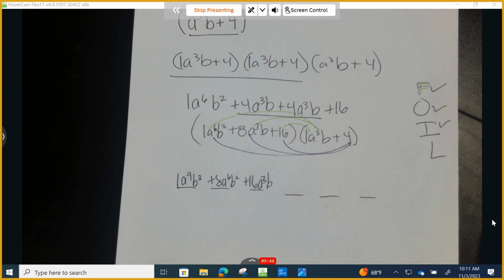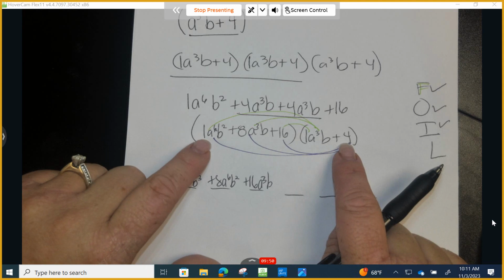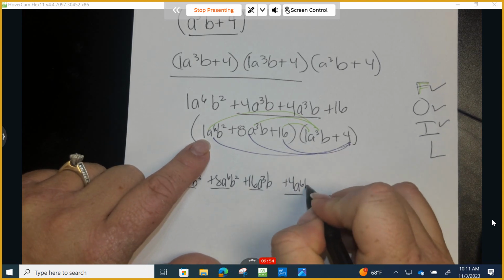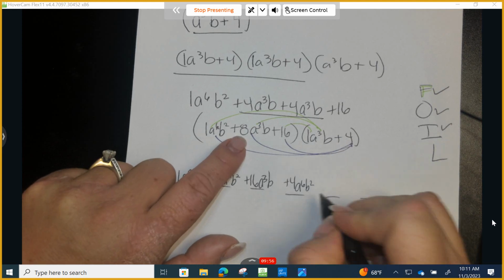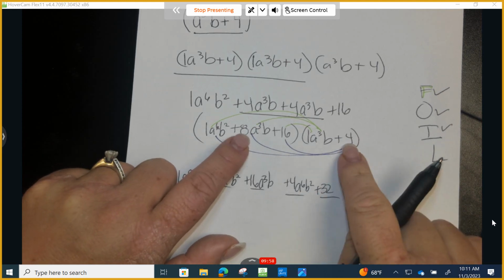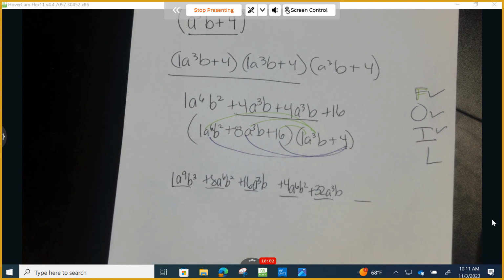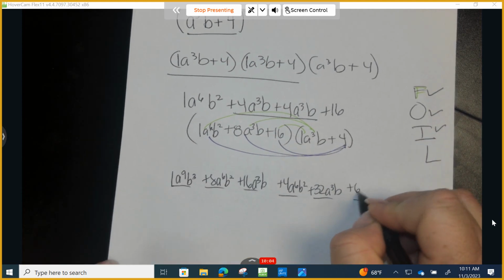Okay, now I'm going to do the purple down below. So the 3 purple rainbows. Here we go. Positive 4 times 1 is positive 4. I have a total of 6 A's and 2 B's. Positive 4 times 8 is positive 32. I have 3 A's and 1 B. And 16 times 4, I believe, is 64.